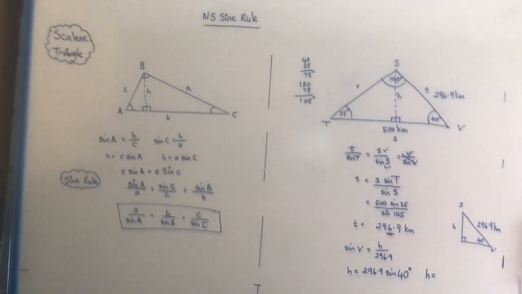Approximately 190.8, and that's kilometres. So that satellite is 190.8 kilometres high. Okay, and that's a past paper question, and that's easily worth 5 marks.